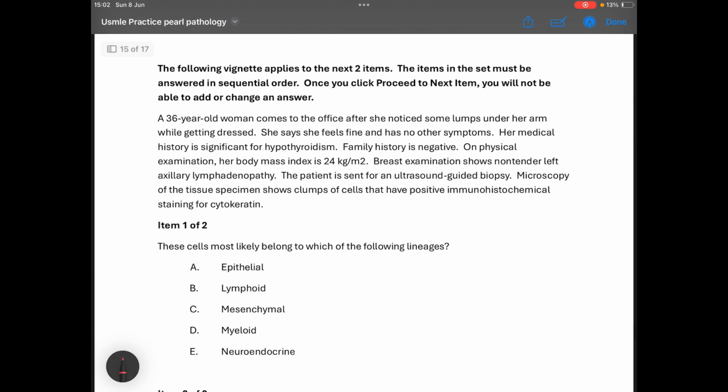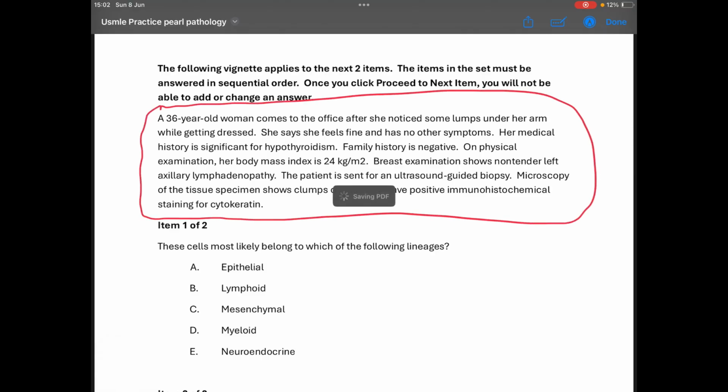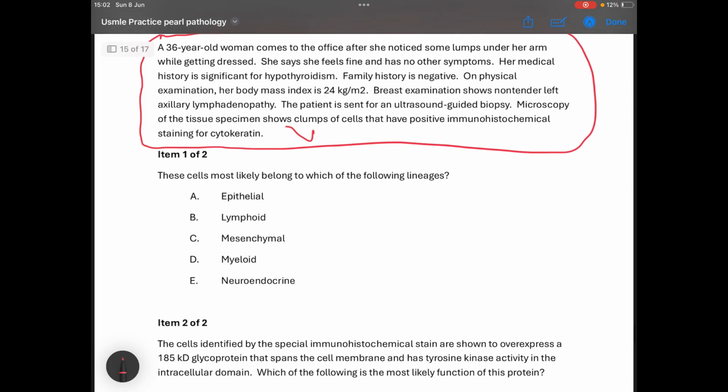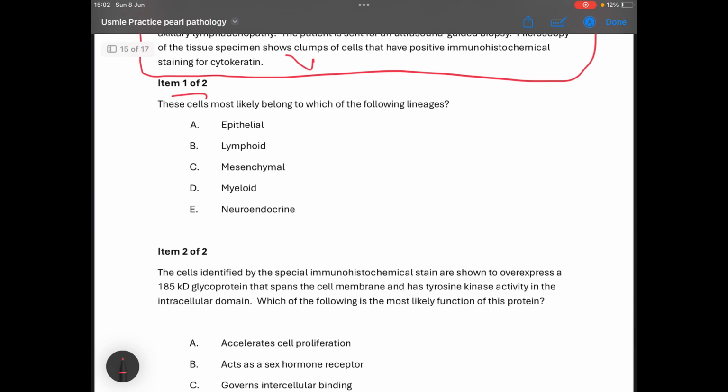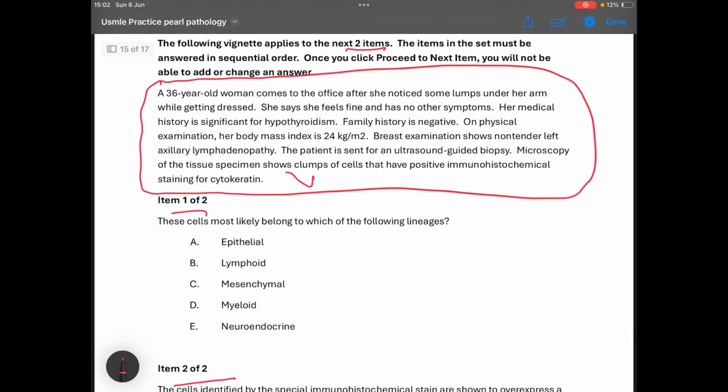This is one question. This type of question mostly comes in your exam: there's one single statement, and in this statement they are asking two questions. You have to read this statement carefully, because once you are done with one question, you can't come back. Don't waste your time, because in this one statement two questions will be there. Like that, they will write that the following question applies to the next two items, item number 1 and item number 2.